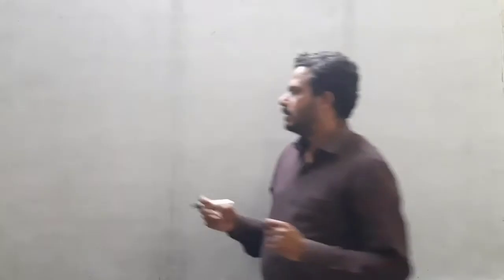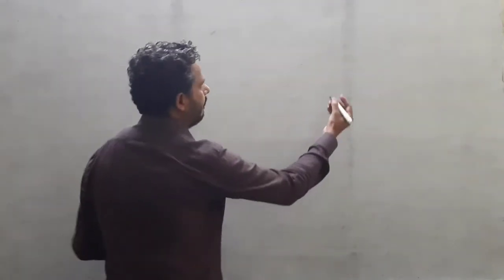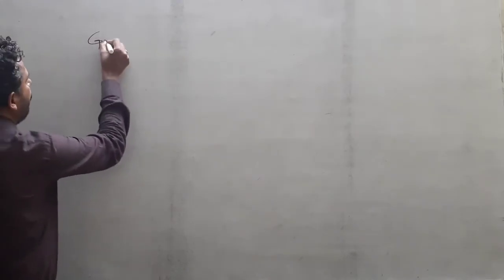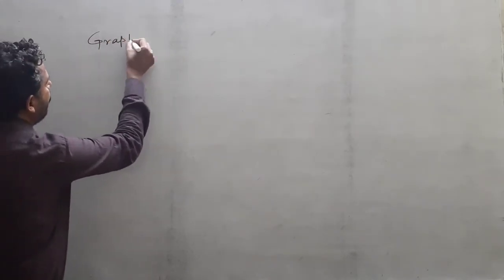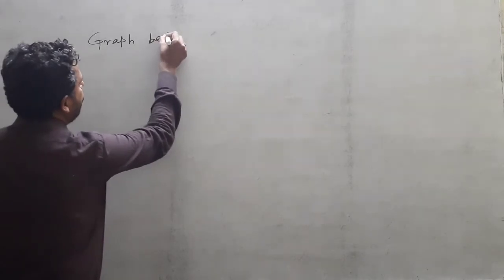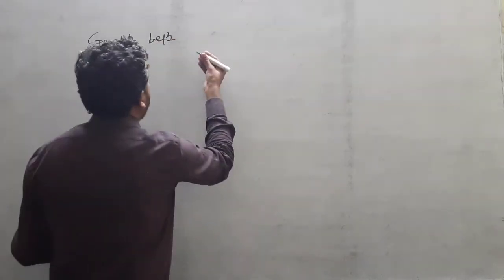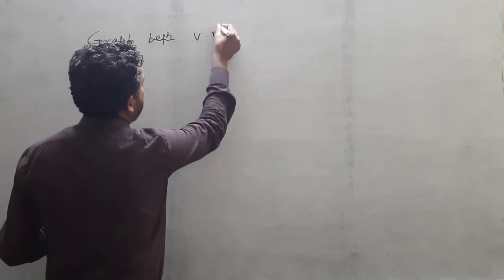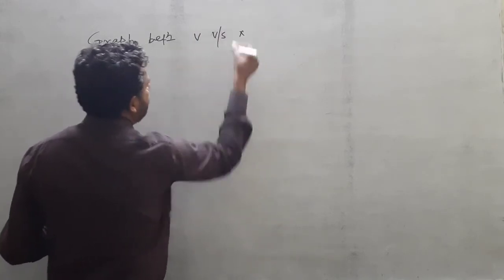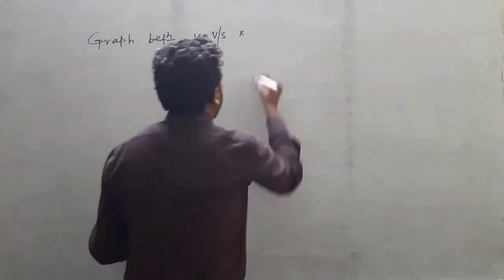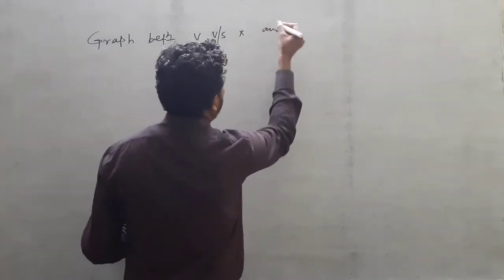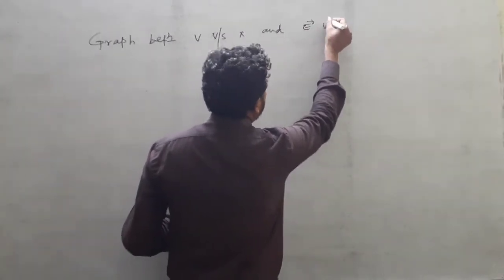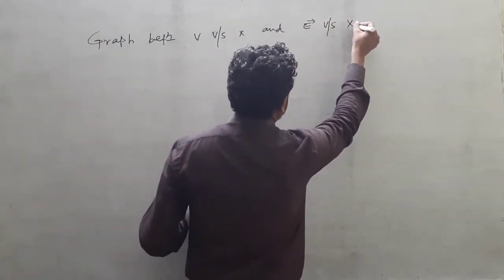So you see the graph between electric potential versus distance x and electric field versus distance x.